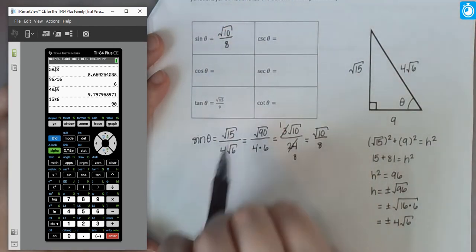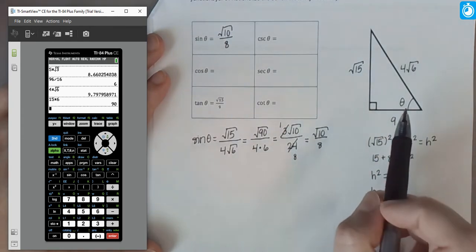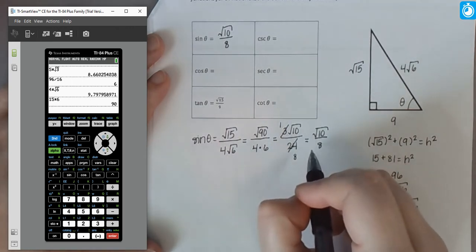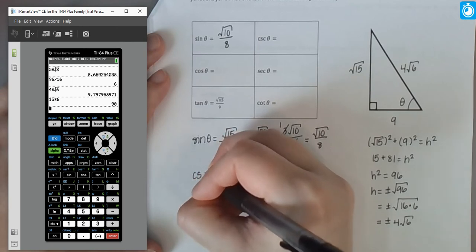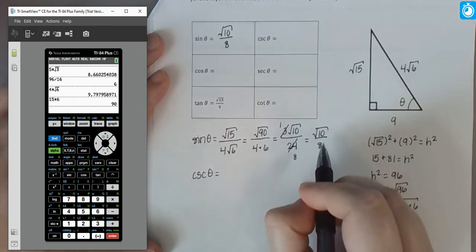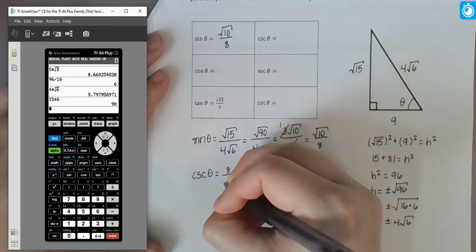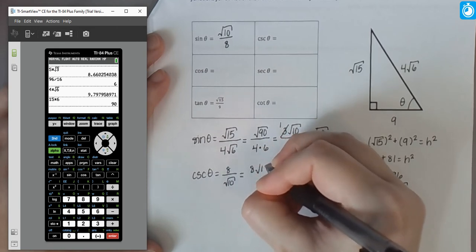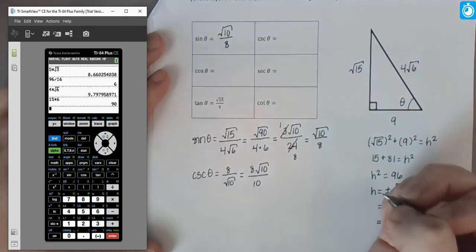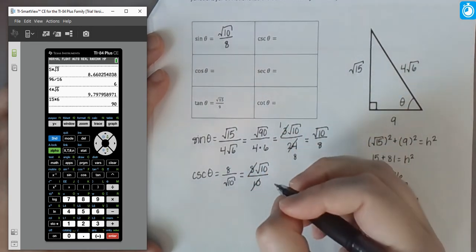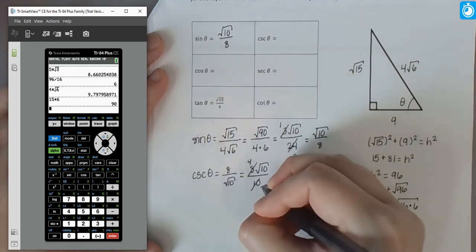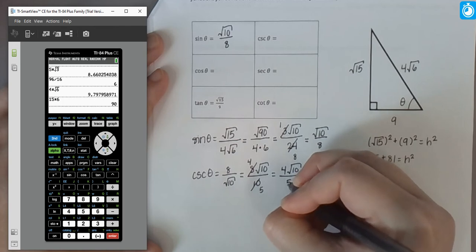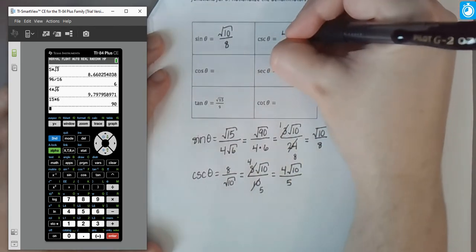Okay, cosecant is going to be the reciprocal of that. So we can either do hypotenuse over opposite, which again will put us kind of back where we are here, or maybe just use this version of the sine instead. So cosecant would be the reciprocal of sine, which is going to be 8 over root 10. Now again, we need to rationalize, so that's going to be 8 root 10 over 10. And now we again have a common factor. In this case, the common factor is 2, leaving us with 4 over 5. So that's going to be 4 root 10 over 5 for our cosecant.